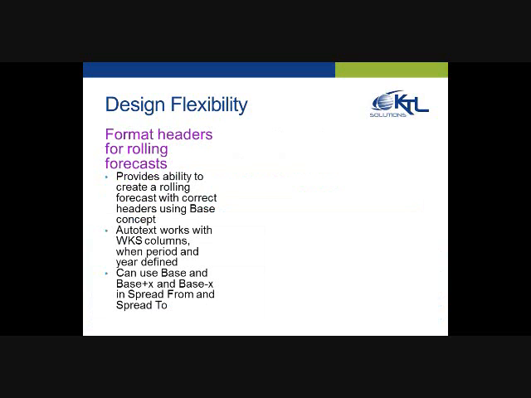Formatting headers for rolling forecasts. This provides the ability to create a rolling forecast with the correct headers using the base concept. The AutoText works with the weeks column when in a period you define, and then you can use the base and the base plus X and base minus X in a spread form to spread it out. And you'll see over here, this is kind of the row format that we're going with.